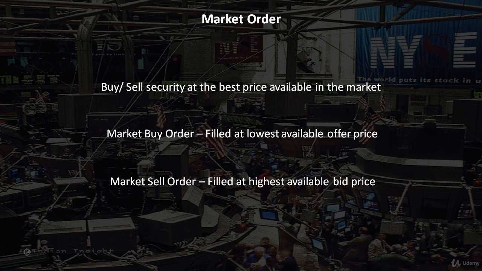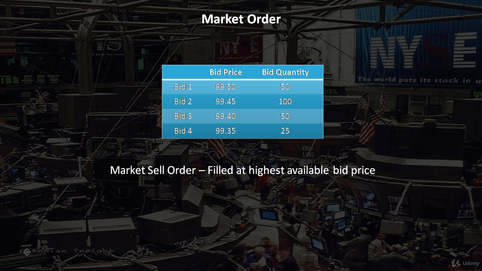A market order instructs the broker to buy or sell the security at the best price currently available in the market. A market order tells the broker to execute the buy or sell trade irrespective of the price available in the market. If you place a market buy order, it is filled at the lowest available offer price. If you enter a market sell order, then it is filled at the highest available bid price.